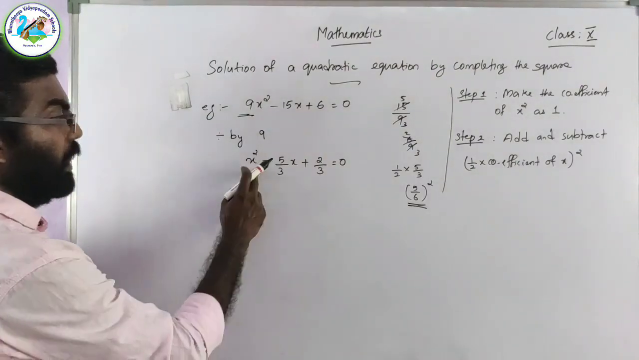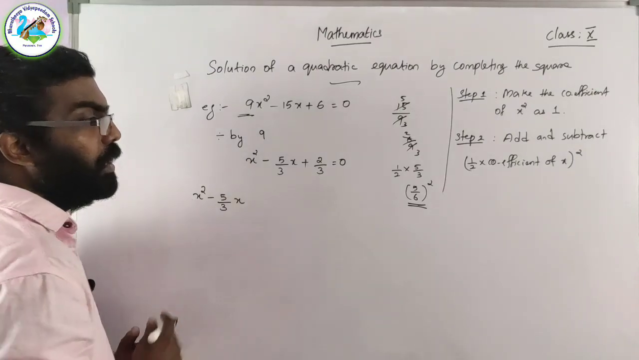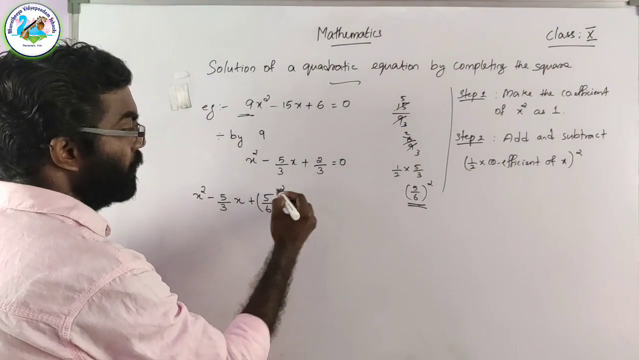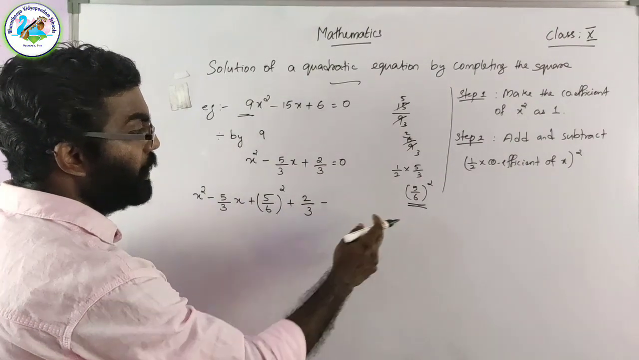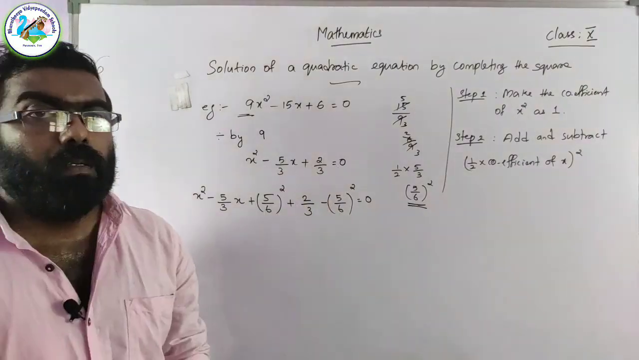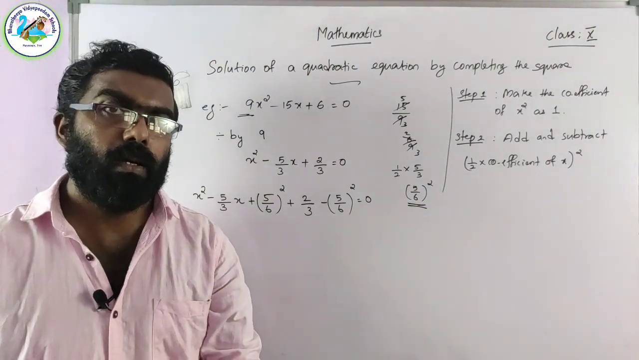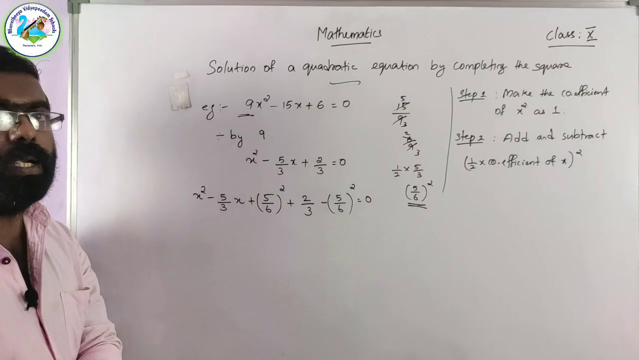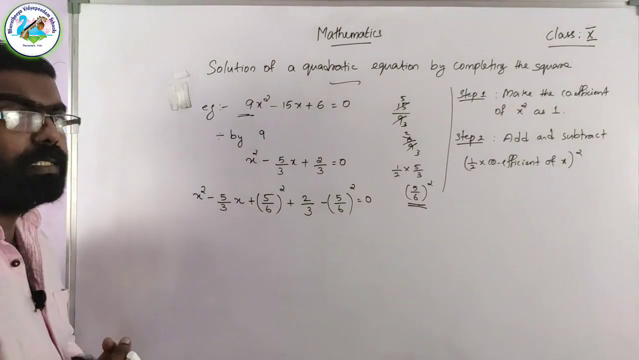Okay, so first we can write the first two terms, x square minus 5 by 3x. Then we can add the term plus 5 by 6 the whole square. Then we have to write the last term 2 by 3, and after that we can subtract the same term 5 by 6 the whole square, which is equal to 0. So here we add 5 by 6 the whole square and subtract 5 by 6 the whole square. Okay. Now collect the first three terms. Look at the first three terms.